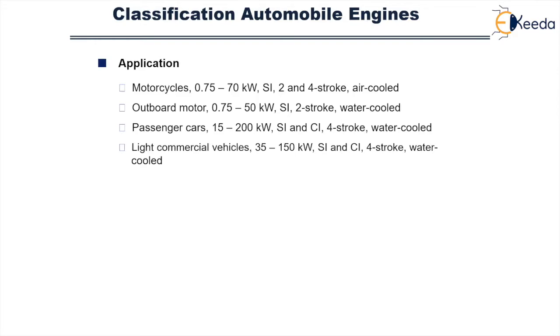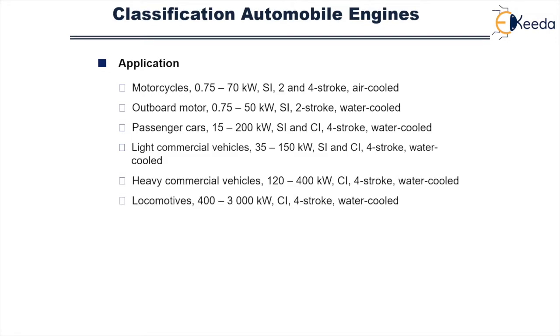Then you have light commercial vehicles. Again, the power requirement is 35 to 150 kilowatt. SI or CI engine might be used, which will be a four-stroke water cooled engine. Then you have heavy commercial vehicles wherein the power requirement has gone up. We can see it is 120 to 400 kilowatt. In such a case, an SI engine is not compatible to generate such a high amount of power. Hence, a CI engine is used, which is a four-stroke water-cooled engine. Then you have locomotives. Further, the power has increased. It has gone from 400 to 3000 kilowatt. Again, you need a CI engine over here, which is four-stroke and water-cooled.